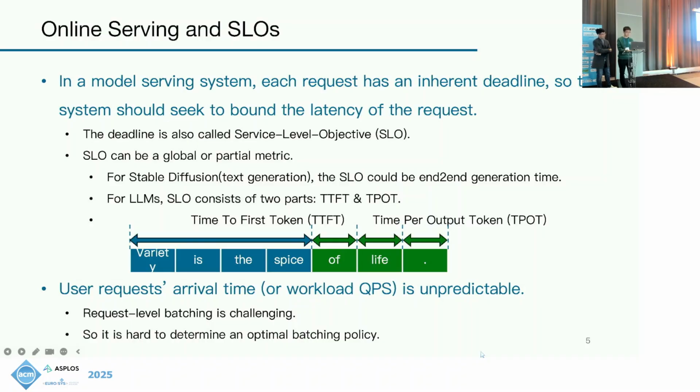What's more, in online serving, the user request arrival time is hard to predict, and achieving the best request-level batching policy will be quite difficult, since we can't predict when the request will come. When it comes to a batching decision time, the serving system needs to determine whether to run the current batch or wait for more requests to form a larger batch size.